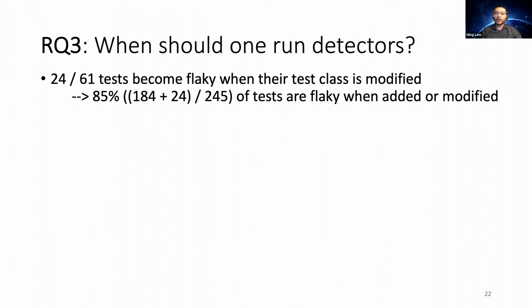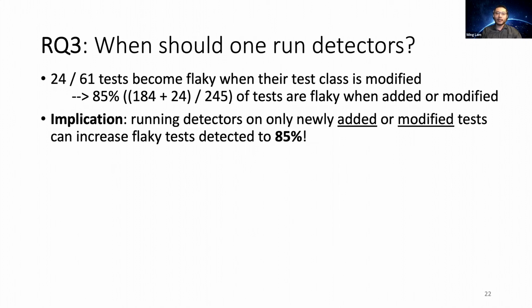In fact, when we consider all 61 of the flaky tests that weren't flaky when they were introduced, we find that 24 of them actually become flaky when their test class is modified. Essentially, the implication that we have here is that if one were to run detectors only on newly added or directly modified tests, they can increase the amount of flaky tests that they detect to up to 85%.